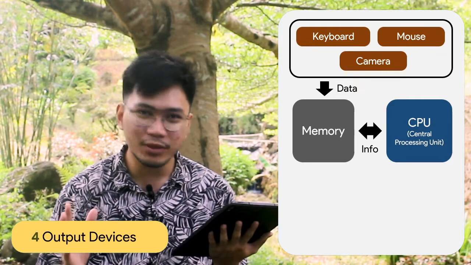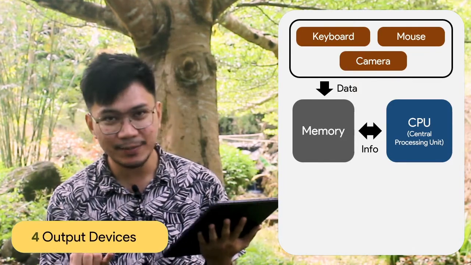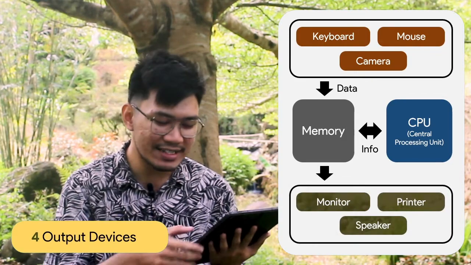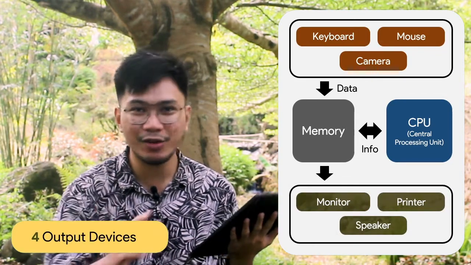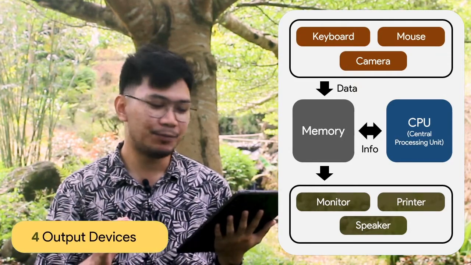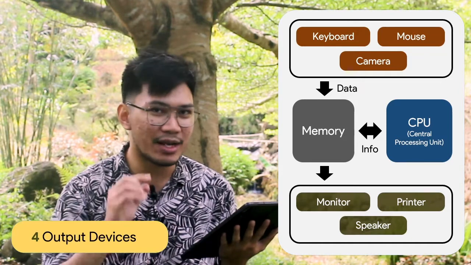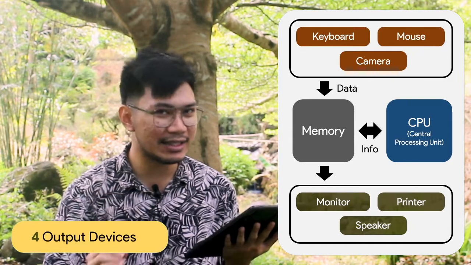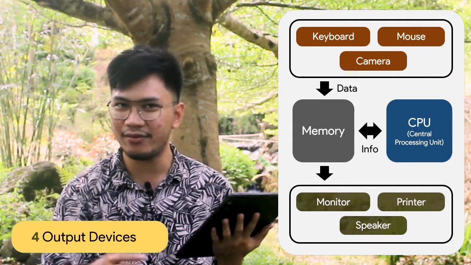So, what is the output device? That is the monitor, the printer, the speaker, and so on. So, basically, for example, you type F-E-I-H-L on your keyboard, then it goes to memory, the computer processes it, and then, once it is processed, it shows on the monitor that you typed F-E-I-H-L. So, those are the main parts of a hardware.